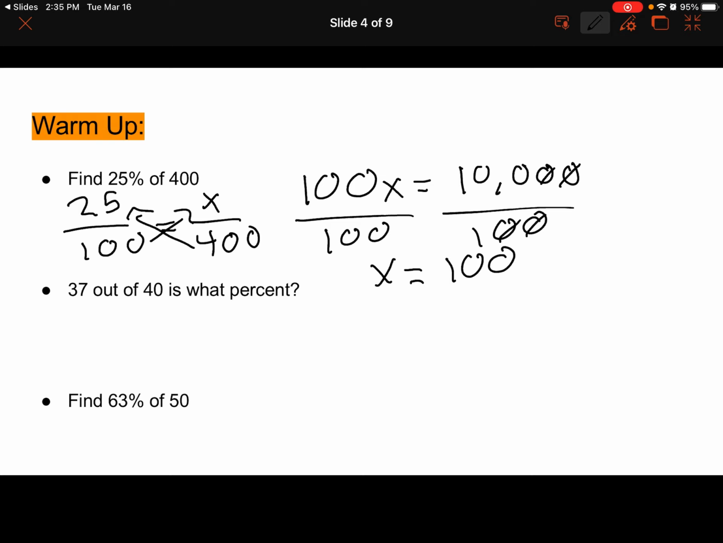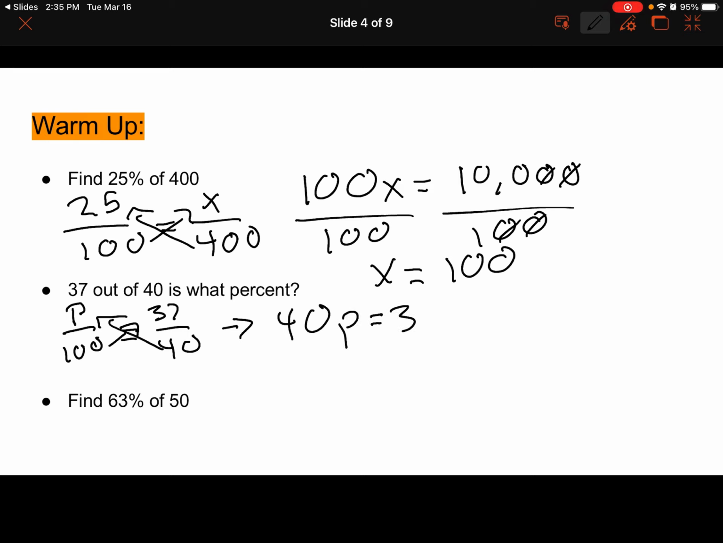All right, next thing we want to find is 37 out of 40 is what percent? So I'm going to write this proportion doing p over 100 is equal to 37 over 40. So this implies that we'll cross multiply here. 40p is equal to 37 times 100, which is equal to 3,700. Now we need to divide both sides by 40, and we get that p is equal to 370 divided by 4, 92.5. p is equal to 92.5.